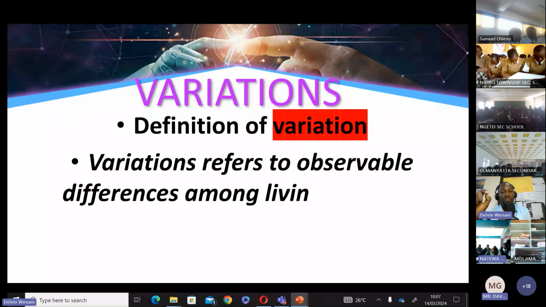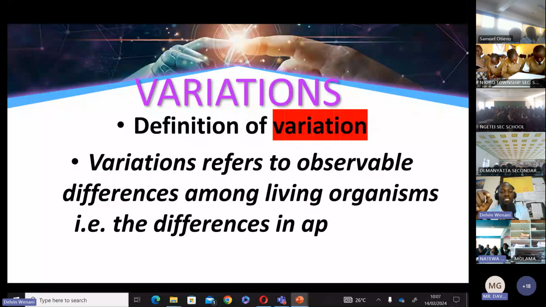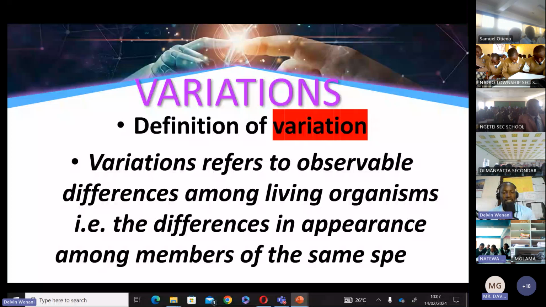And which organisms are we talking about? We are talking about differences in appearance among members of the same species.